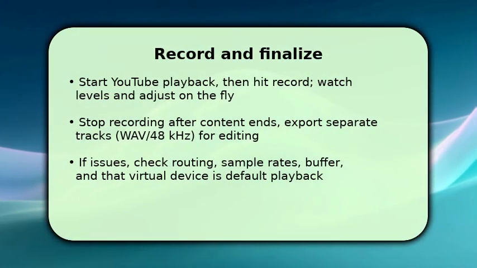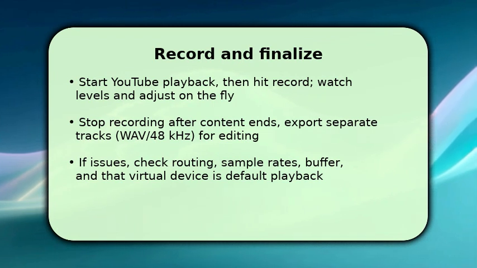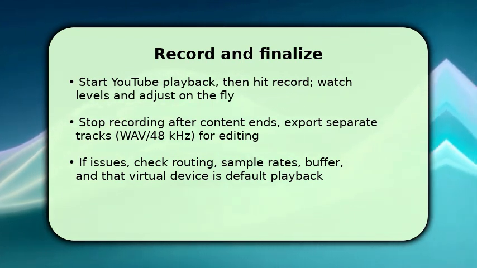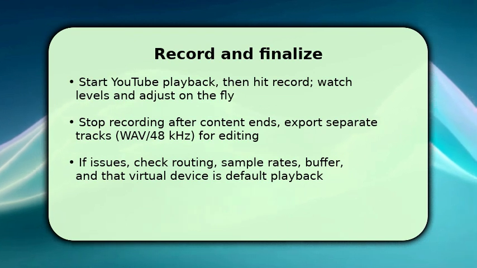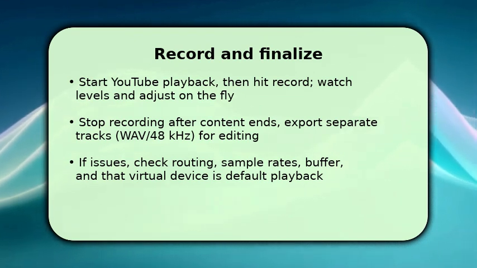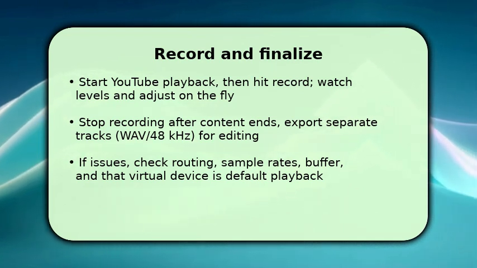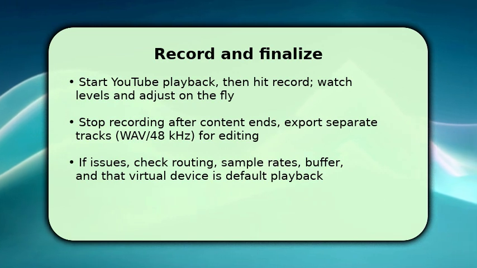Now you're ready. Start the YouTube video, then press record in your software so mic and system audio capture together. During recording, watch levels and trim gain to avoid clipping. If needed, pause the video and adjust. When finished, stop both playback and recording, then export separate WAV files at 48 kHz for best quality.